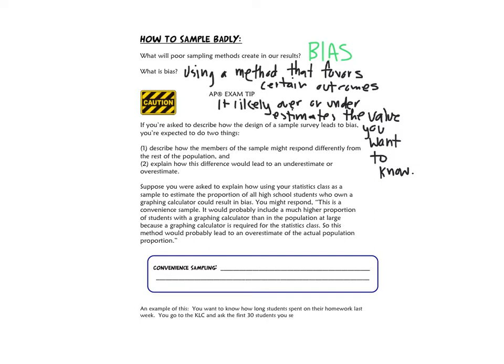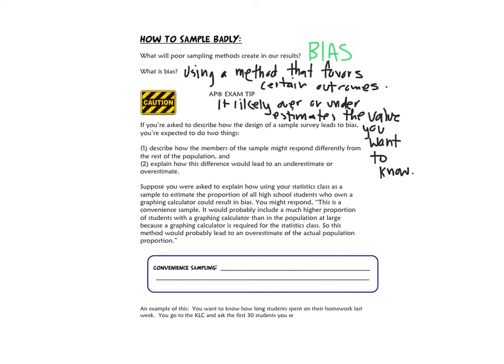But what I wrote here is using a method that favors certain outcomes, and it likely over or underestimates the value you want to know. So you could pause the video and write that down. Again, it's likely to over or underestimate the value you want to know, and it uses a method that favors certain outcomes.